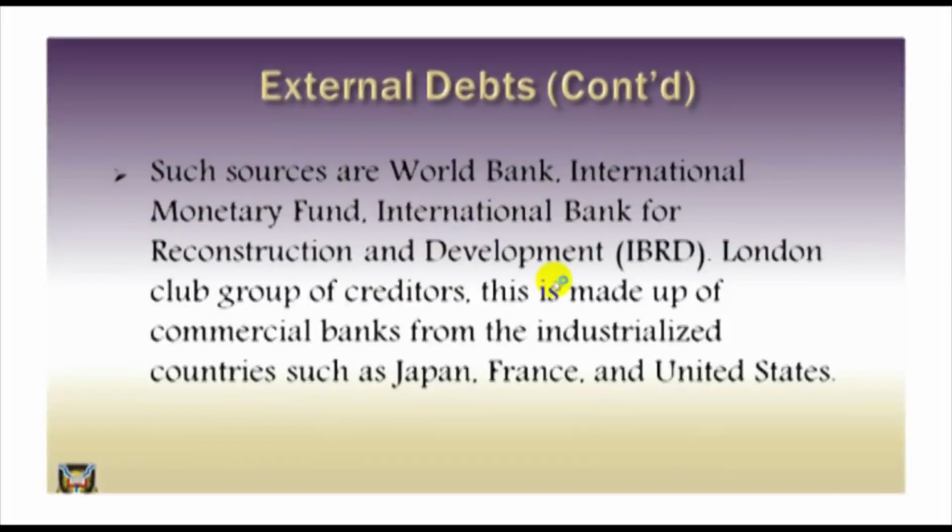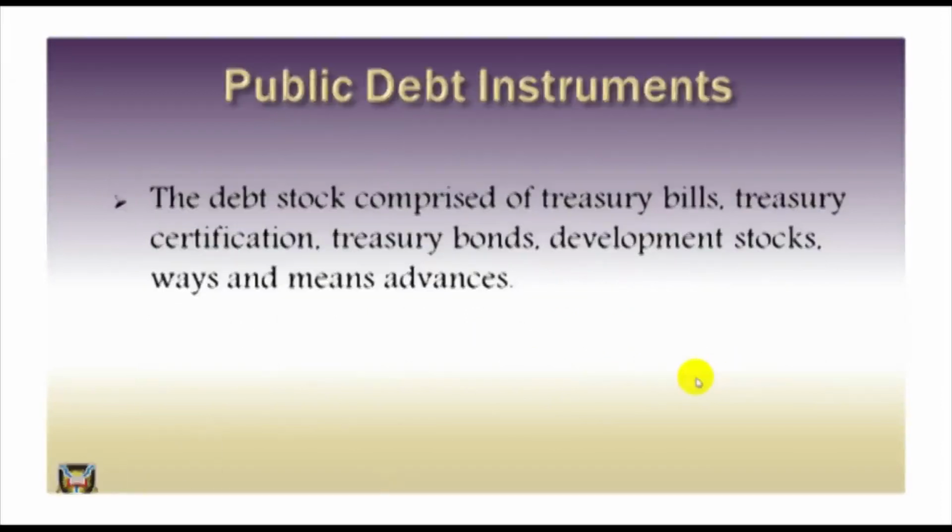This is made up of commercial banks from the industrialized countries of the world, such as Japan, France, and the United States. External debts are usually raised by the federal government and any authorized state after federal government's approval. Public debt instruments. The debt stock comprised of treasury bills, treasury certificates, treasury bonds, development bonds, ways and means advances.